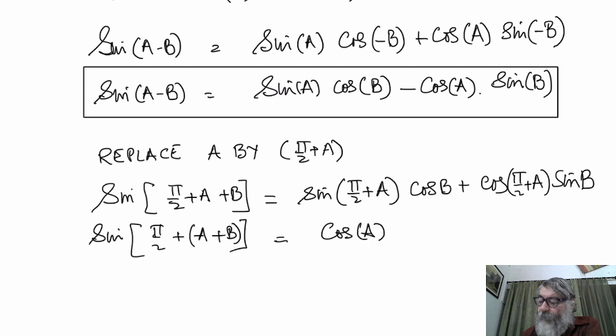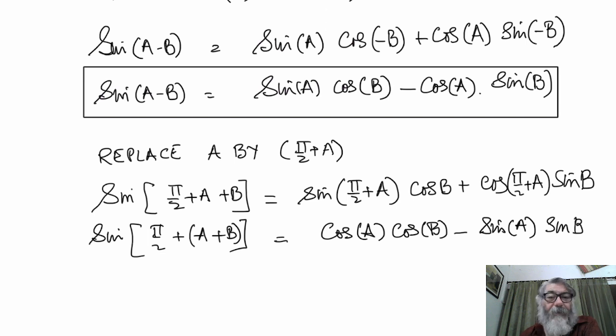Now sin 90 plus A is cos A, it will be cos B, and cos 90 plus A. Cos 90 plus A is again going into second quadrant. It will change into sine, but it will change into minus sign because cos is negative in second quadrant. So it will become minus sine A sine B. And pi by 2 plus A plus B will become cos A plus B.